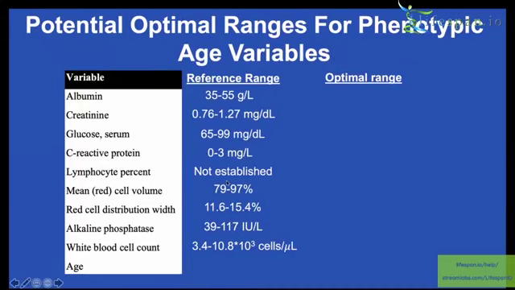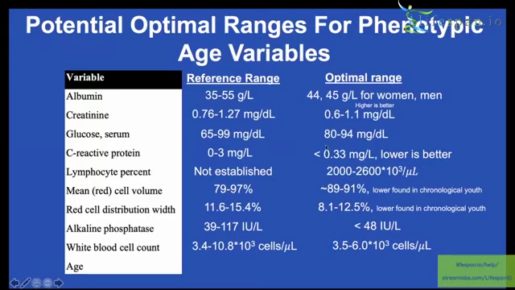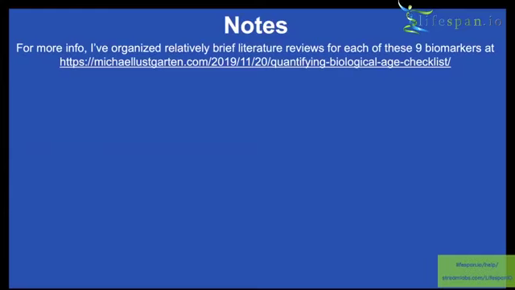As I mentioned, I posted all the reference ranges in the beginning. But after going through all the data, I'd suggest that everything I've put here, and we've talked about, these numbers, as potentially being an optimal range. And just as some notes, if anyone's interested in more information about optimizing these variables, I have relatively brief literature reviews, but with more citations and references for each of these biomarkers on my website.